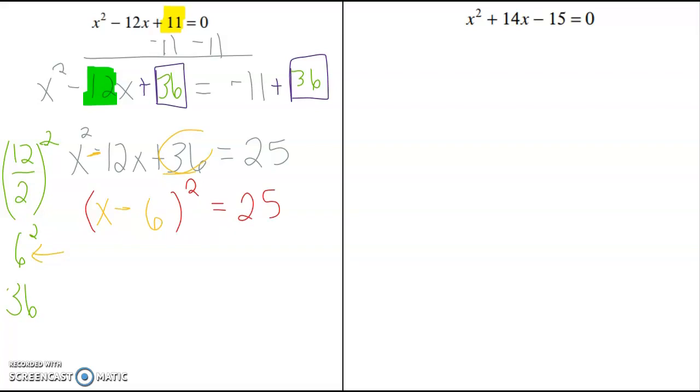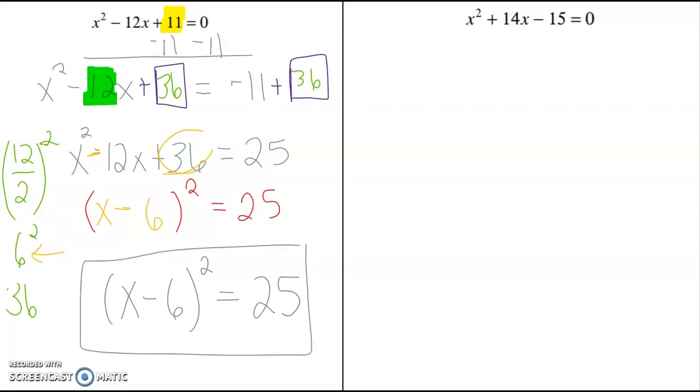So as you can see, we rewrote this as something squared equals a number. We completed the square. X minus 6 squared equals 25. There are a couple other steps if you want to continue to solve this, but we don't need to solve it for our case for this lesson. So we're just going to stop right there.